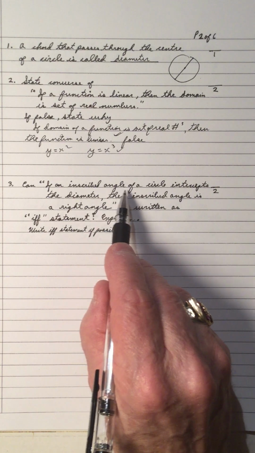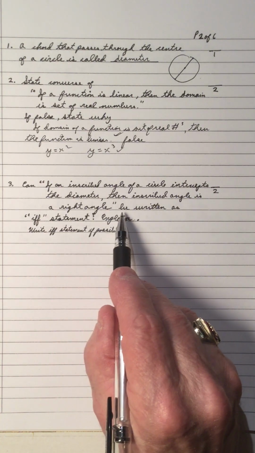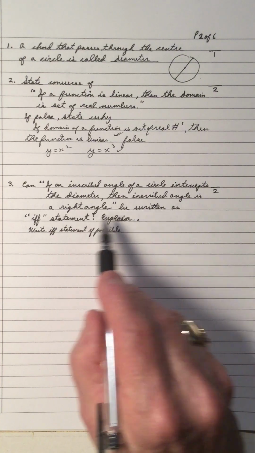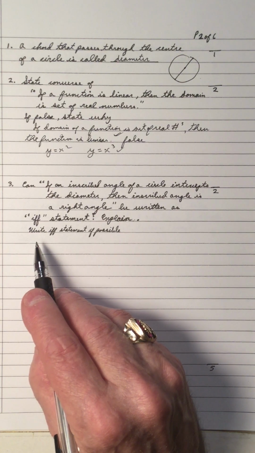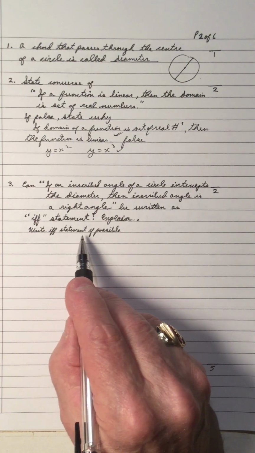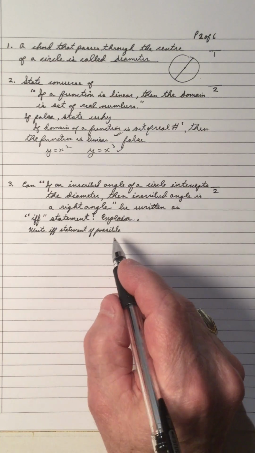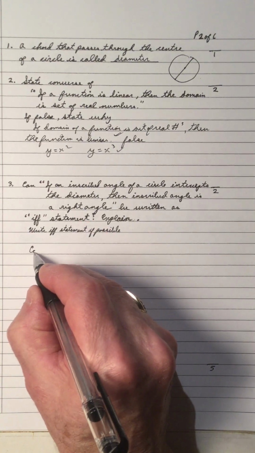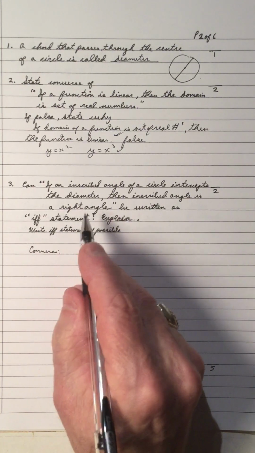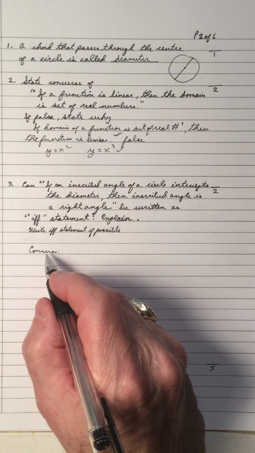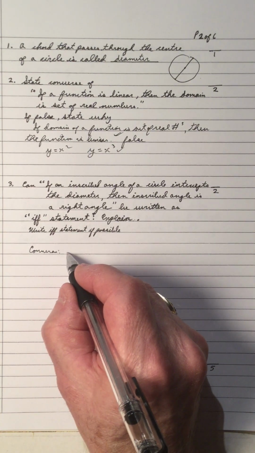Number 3. If an inscribed angle of a circle intersects the diameter, then the inscribed angle is a right angle. Can the statement be written as an if and only if statement? Explain. And if you can, write it in the if and only if form. So I'm going to write the inverse, or the converse, I should say, not the inverse. I'm going to write the converse.